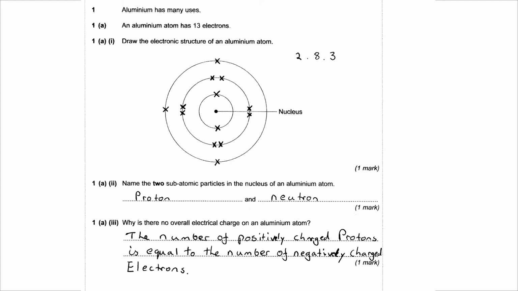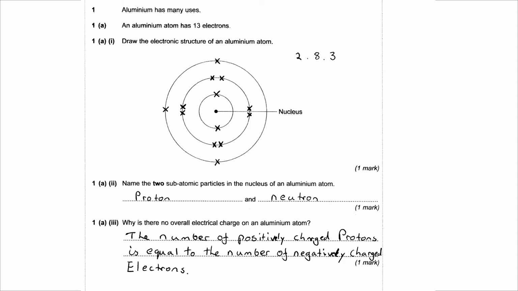why is there no overall charge on an aluminium atom? The number of positively charged protons is equal to the number of negatively charged electrons. So the nucleus has a positive charge because of the protons. The neutrons don't factor into the charge at all. They're there for nuclear stability. And the number of electrons will be equal if the atom is neutral. If it's a negative ion, it's going to have more electrons. If it's a positive ion, it's going to have more protons.